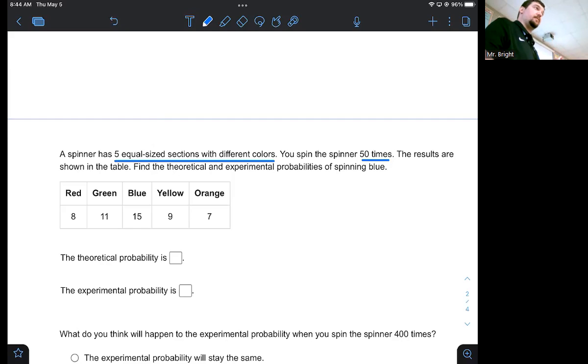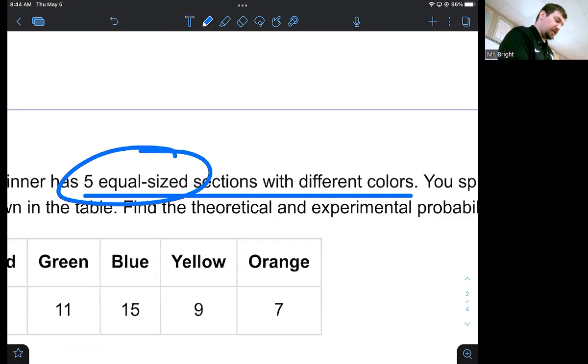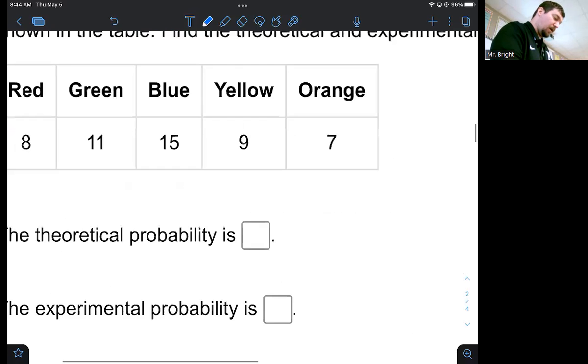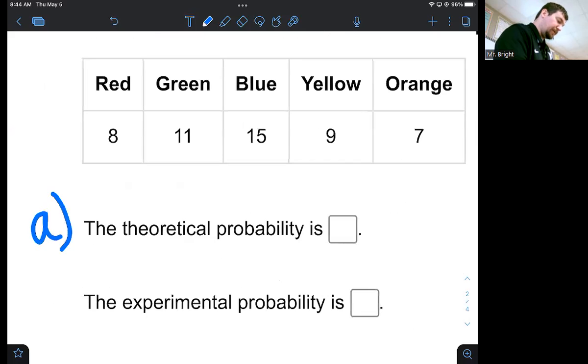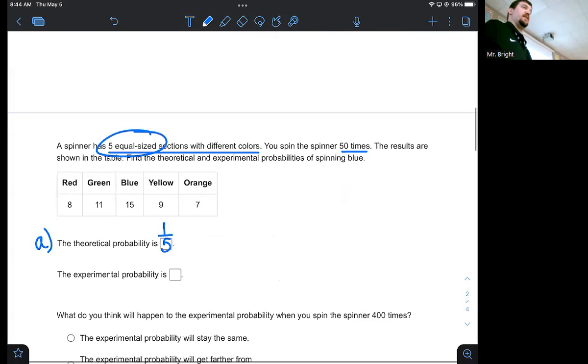That's the experiment, right? We know that if it has 5 equal-sized sections, that getting blue is going to be just as likely as the other 4, and they all have a 1/5 chance of happening. So for part A, the theoretical probability is going to be 1/5. They all have a 1/5 chance actually, because they're all equally likely.